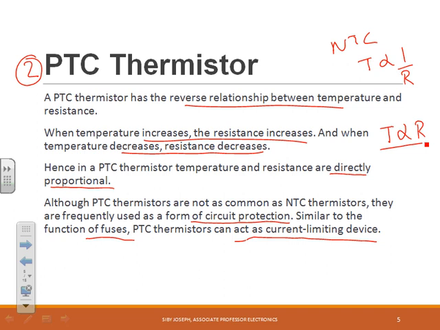Commonly, the temperature is increased when current is increased. Current and temperature, I and T, are directly proportional. When current is increasing, temperature is automatically increasing. By sensing this, we can cut off the circuit or protect the circuit by using this type of positive temperature coefficient thermistor.